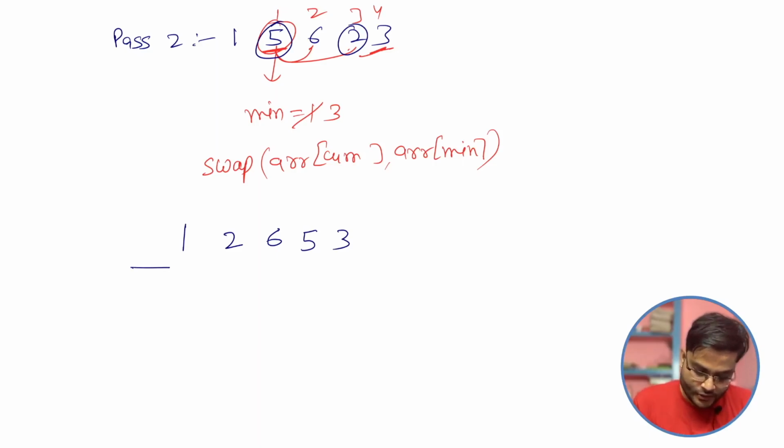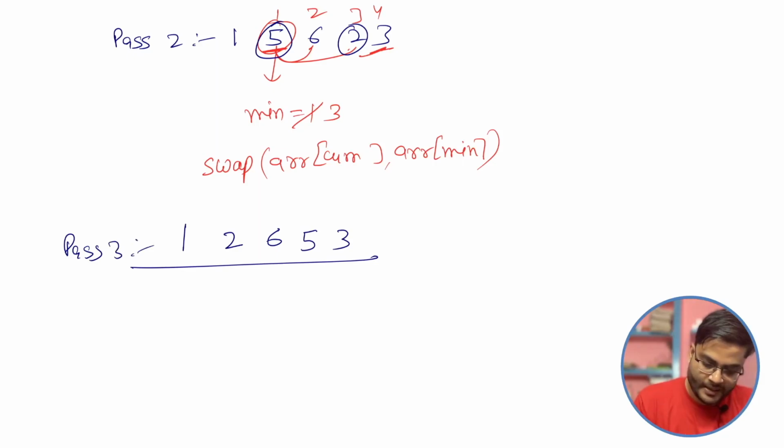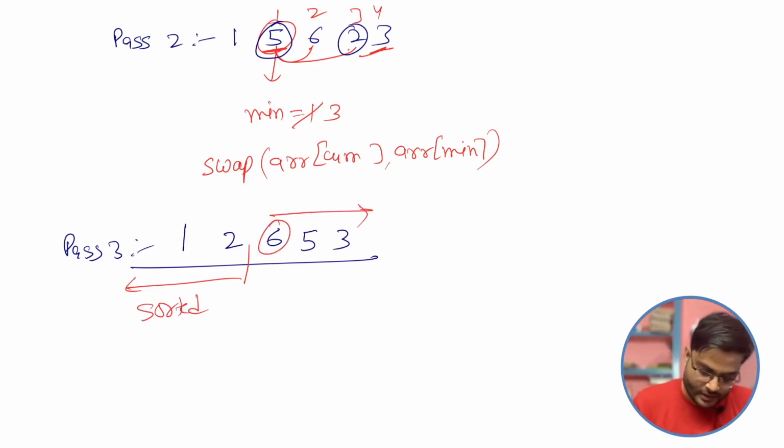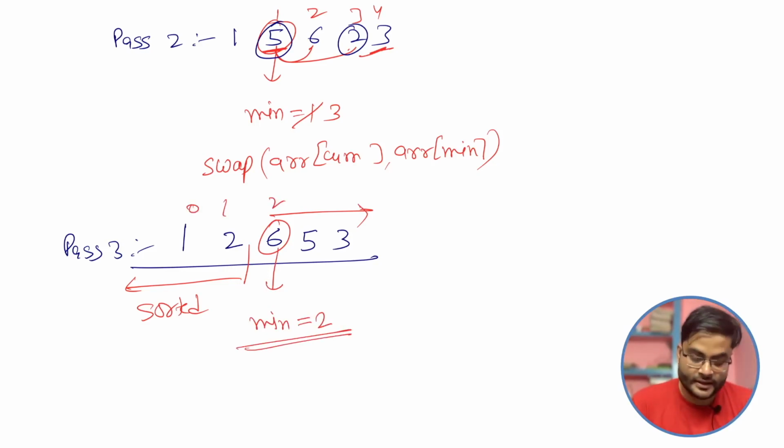Okay, so now pass 3. So in pass 3, this part is already sorted. So I will start from here. Now mark it as minimum. So my minimum is now at the second index, right?